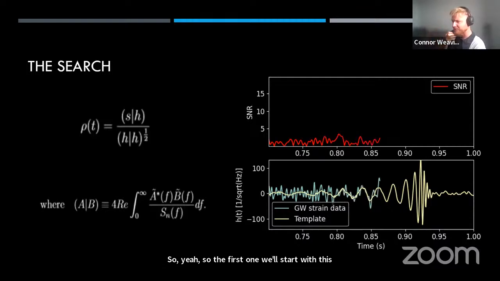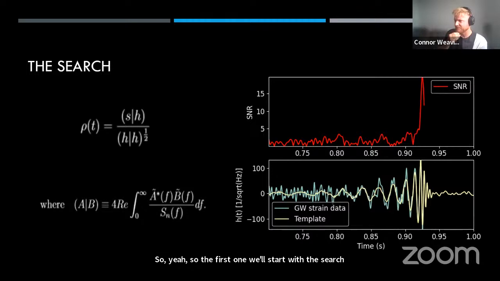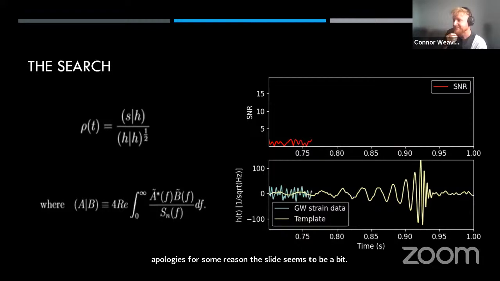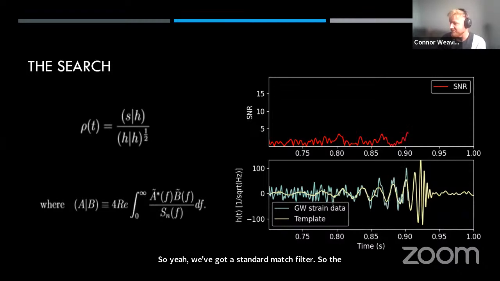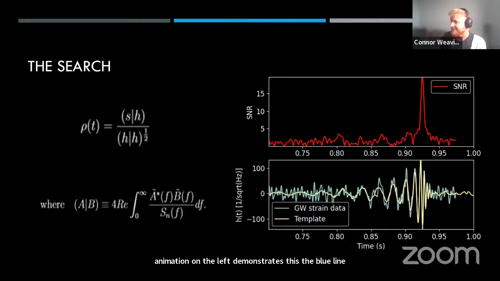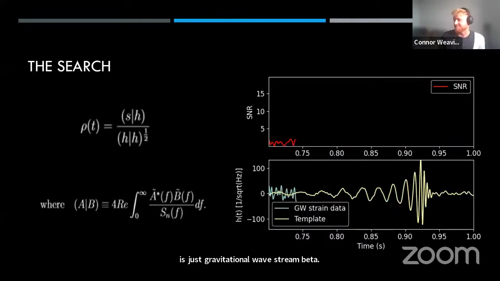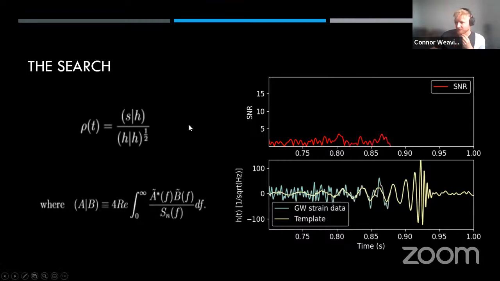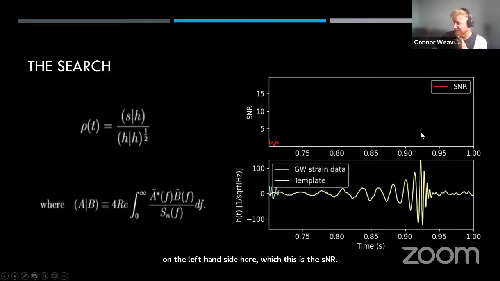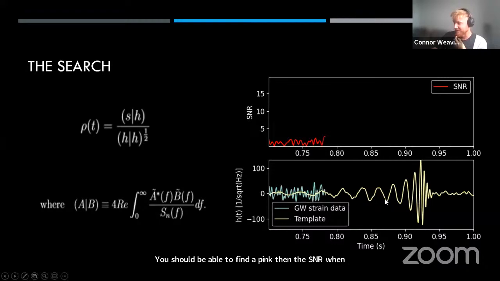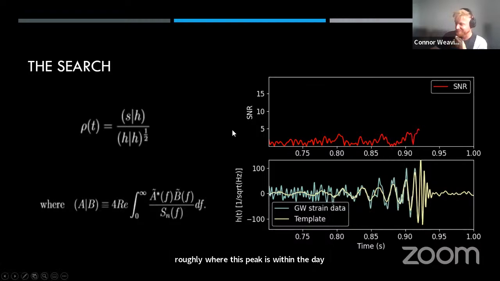So the first part, we'll start with the search. Apologies, for some reason the slide seems to have changed slightly, and the quality on the left is a bit rubbish. We've got our standard matched filter, which the animation on the left demonstrates. The blue line is the gravitational wave strain data, the yellow line is a gravitational wave template, and the red line is the SNR time series. Using the equation on the left-hand side, which is the SNR, you should be able to find a peak within the SNR when given a template and some data, and that will tell you roughly where this peak is within the data.